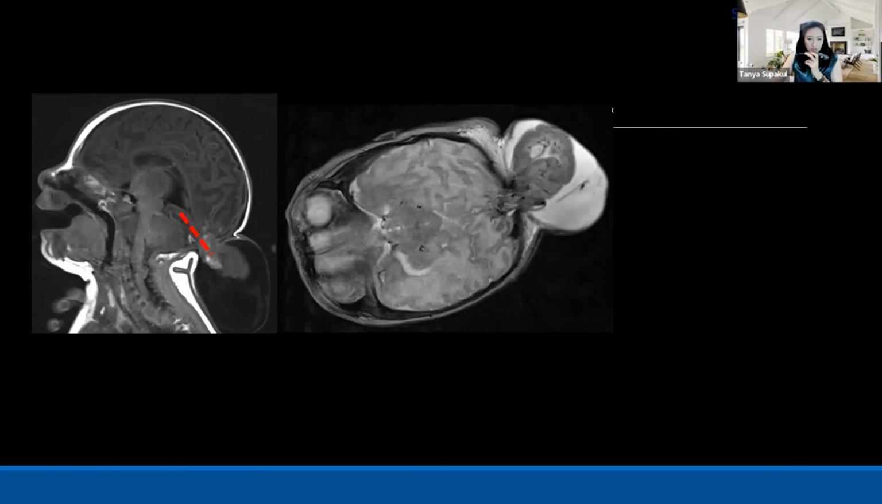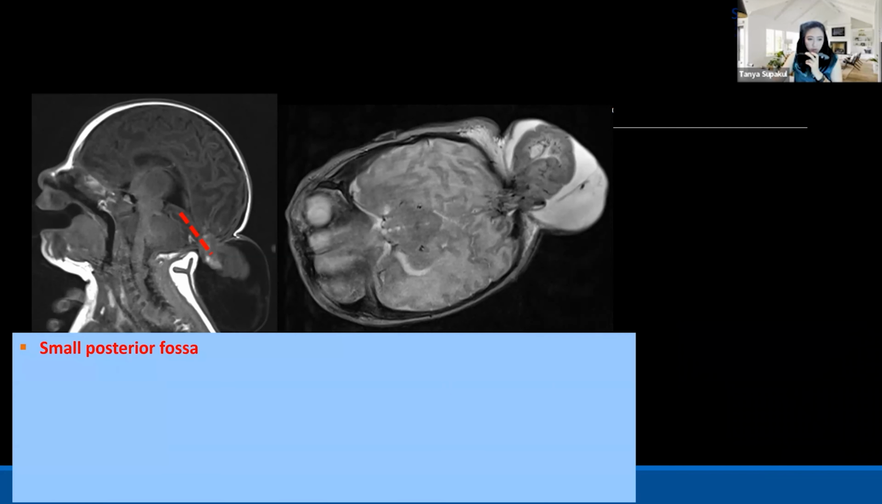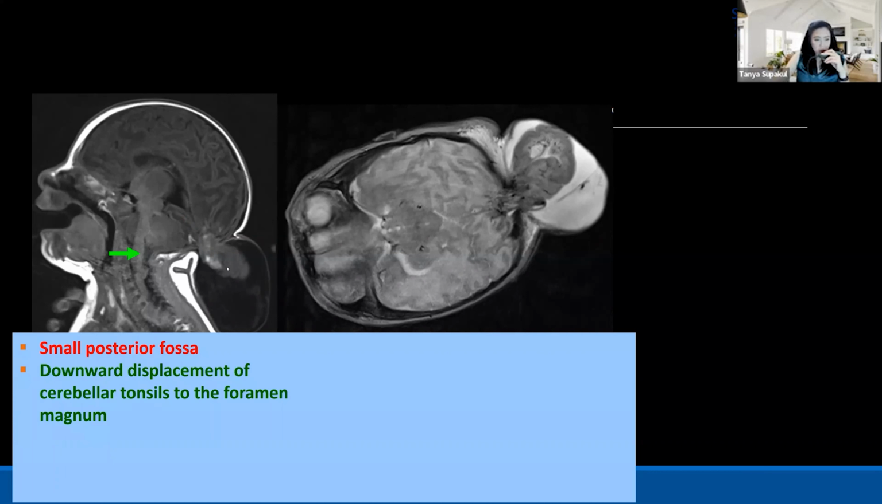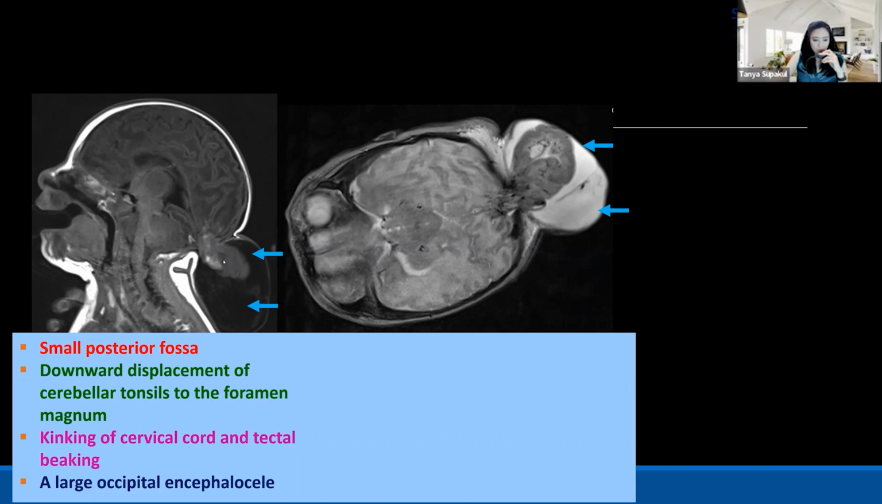How about this patient? Another patient with a small posterior fossa. You can see a downward displacement of the cerebellar tonsils going to the foramen magnum and also kinking of the tectum and the upper cervical spinal cord here. And then you see a defect in the occipital bone containing CSF and also brain tissue. So it's a large occipital encephalocele and there is some hemorrhage.